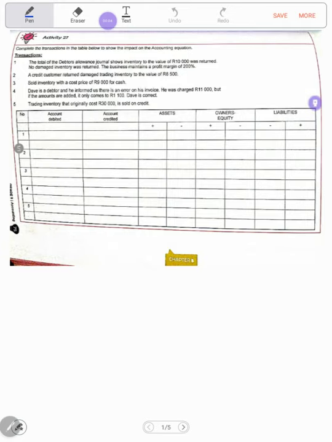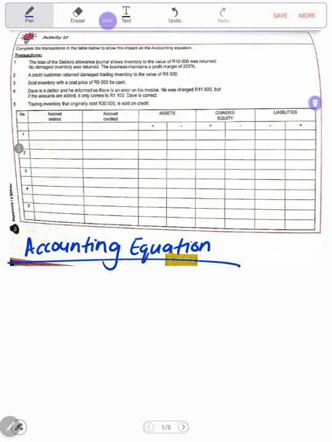For term 3, week 1, you are required to complete activity 27 and activity 32. I'm going to be explaining these two activities before you go ahead to complete them. Activity 27 says complete the transaction in the table below to show the impact on the accounting equation. Very important, I need you to remember the accounting equation and the golden rule that I told you about.